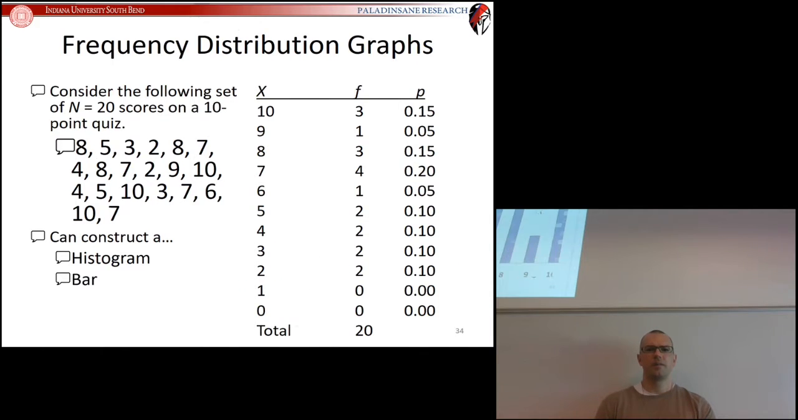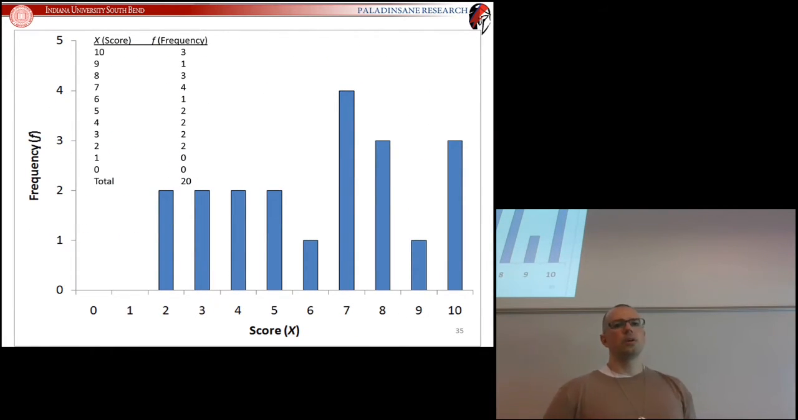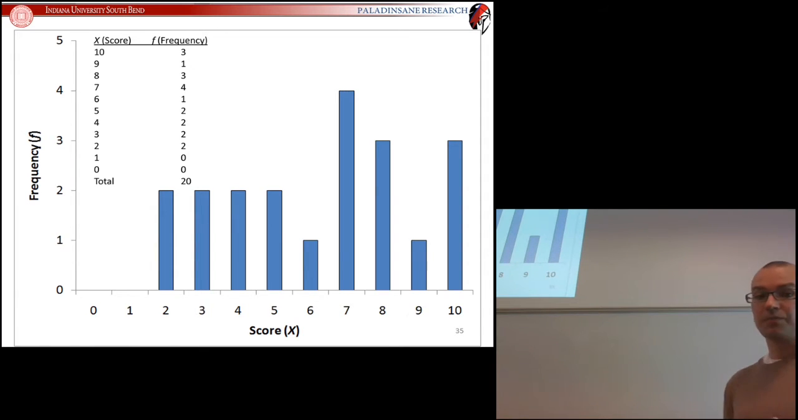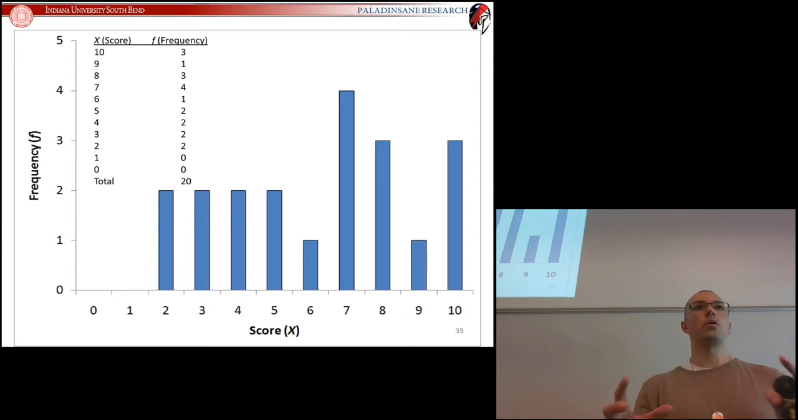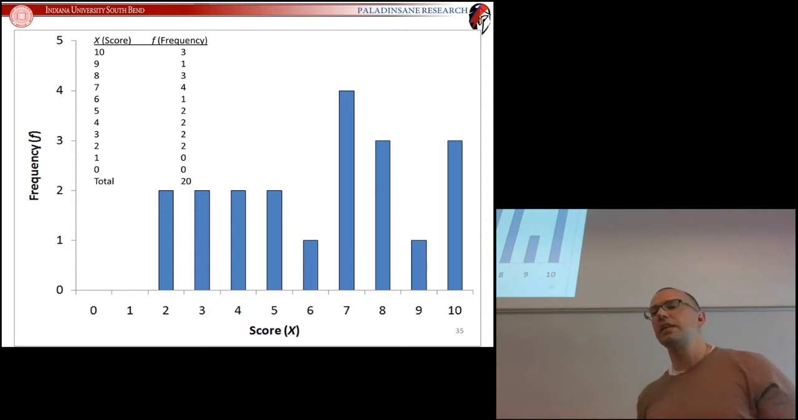A bar graph is used when your scores are not continuous and cannot be continuous. So in this quiz that I just showed you, if it's impossible to score a 2.5, if it's impossible to score a 3.5, if you can only score whole numbers, 6 out of 10, 7 out of 10, then technically it should be a bar graph. And these gaps between these bars are your visual indication that you can't score in between.